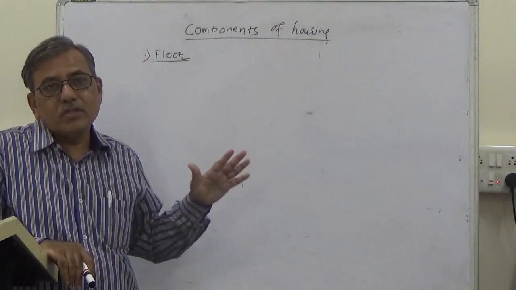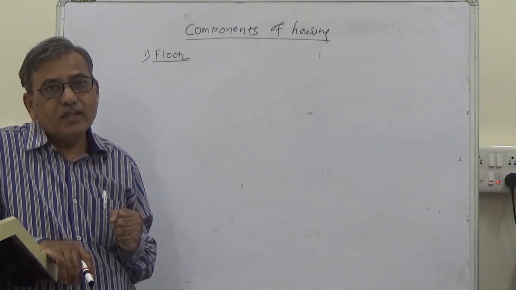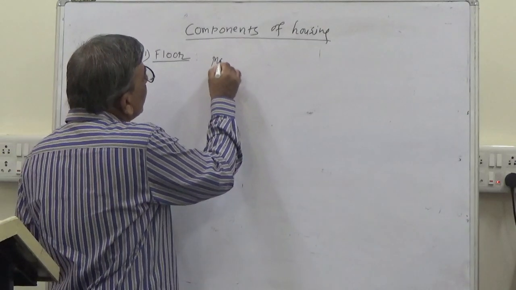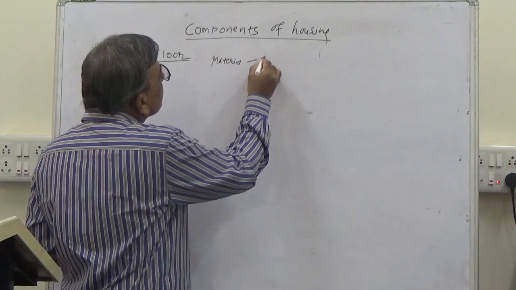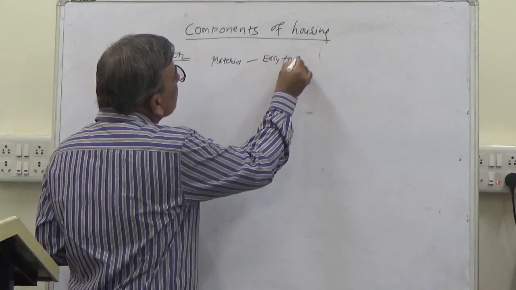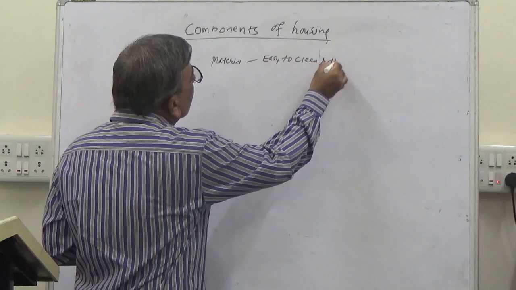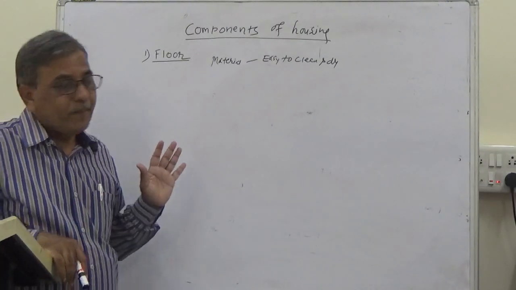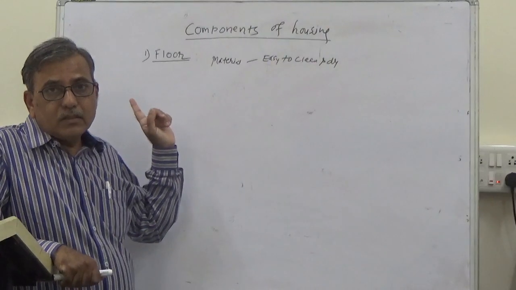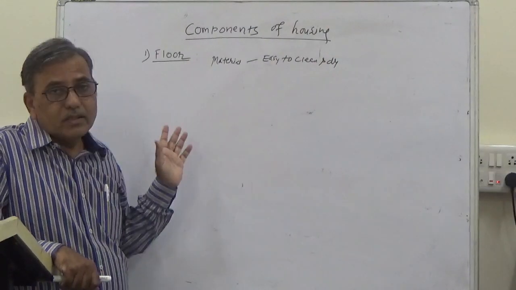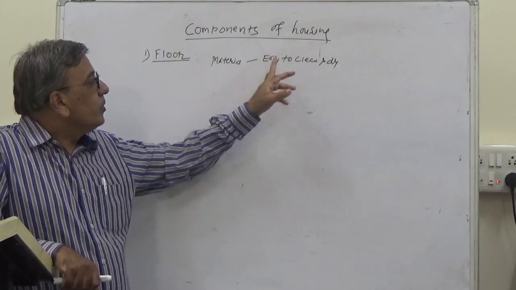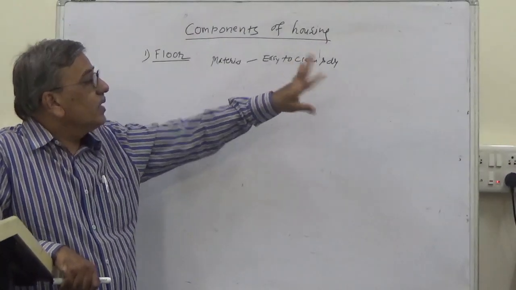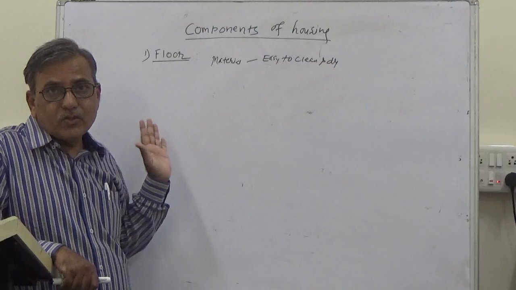Floor of the dairy house should be made up of such material which is easy to clean. Selection of material is very important, because we need to clean and dry the floor frequently. That is why the material of the floor, as far as dairy house is concerned, should be of the quality to have easily cleanable, and it should be dried off also easily.